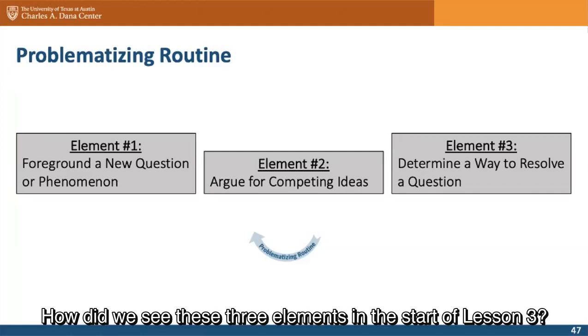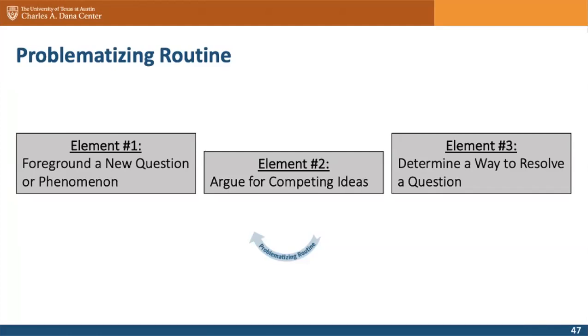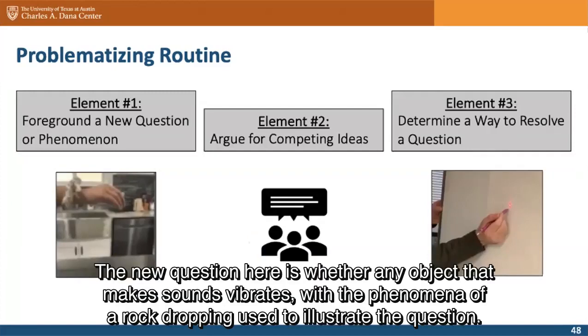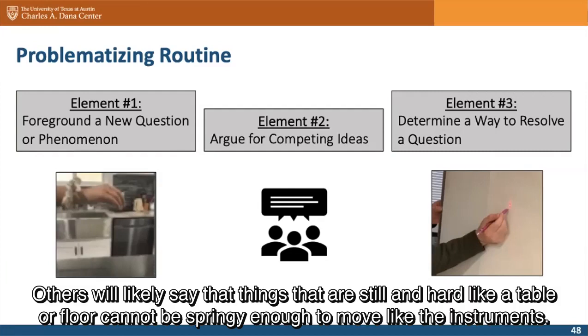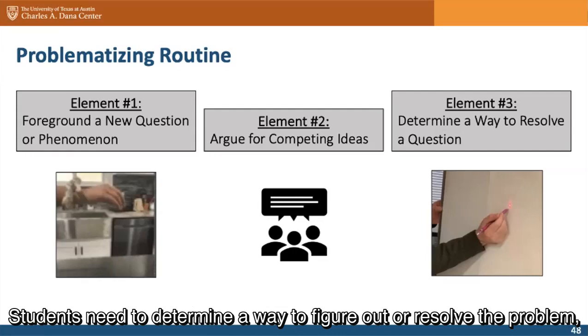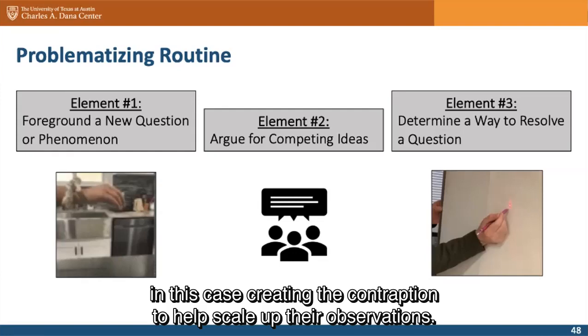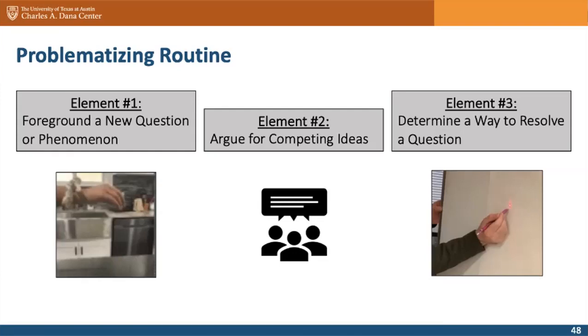How did we see these 3 elements in the start of lesson 3? The new question here is whether any object that makes sounds vibrates, with the phenomena of a rock dropping used to illustrate the question. Some students will think that everything that makes sounds will vibrate. Others will likely say that things that are still and hard, like a table or a floor, cannot be springy enough to move like the instruments. Students need to determine a way to figure out or resolve the problem, in this case, creating the contraption to help scale up their observations.